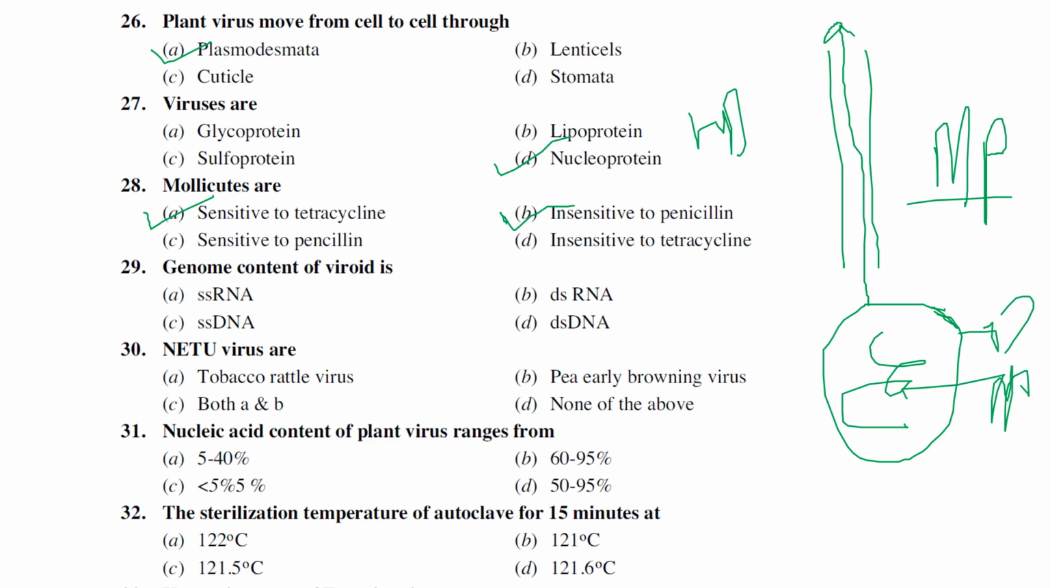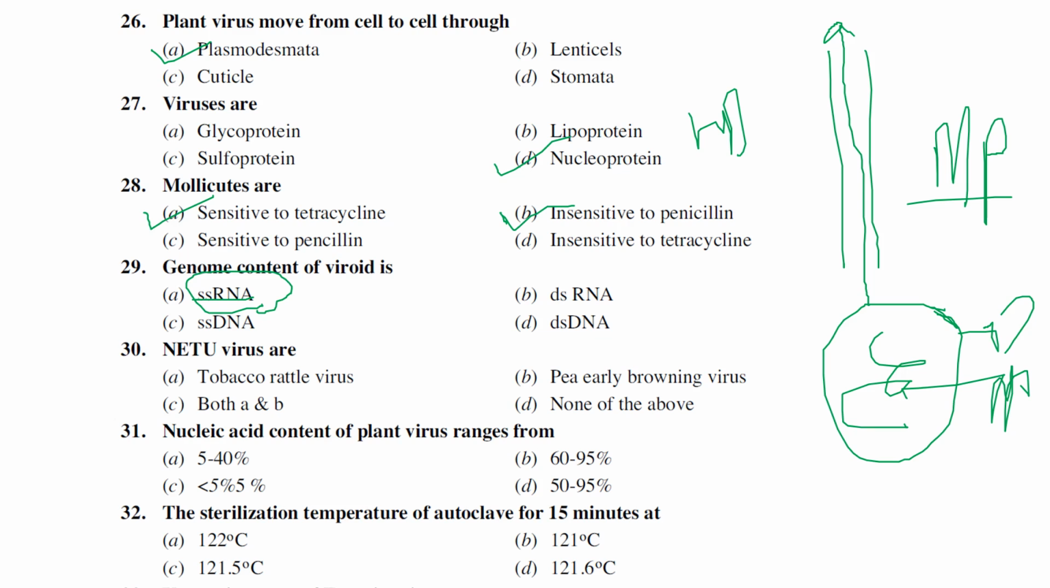The next one: the genome content of viroid. I think in the previous slides we discussed all viroids. So far about 40 viroids have been discovered. All viroids contain genome as single stranded RNA, I would say positive single stranded RNA. All viroids can be spread through mechanical transmission, and RNA is the genetic material for all viroids. You can take any viroid, and all of them contain RNA as genetic material.